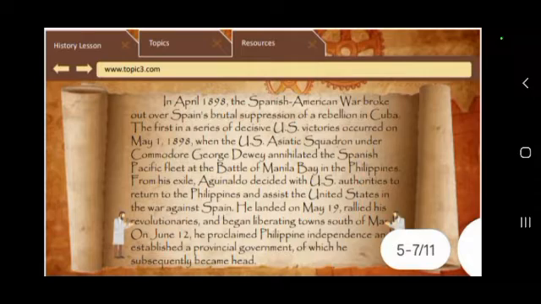From his exile, Aguinaldo made a deal with U.S. authorities to return to the Philippines and assist the United States in the war against Spain. He landed on May 19, allied with his revolutionaries, and began liberating towns south of Manila. On June 12, he proclaimed the Philippine independence and established a provincial government, of which he subsequently became head.